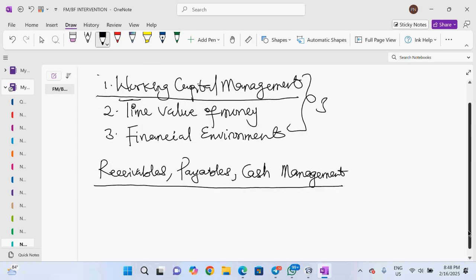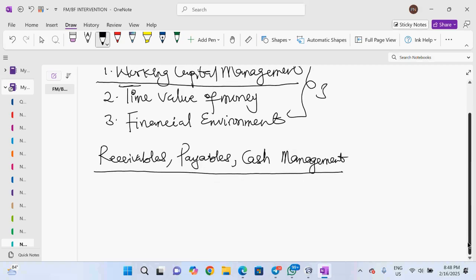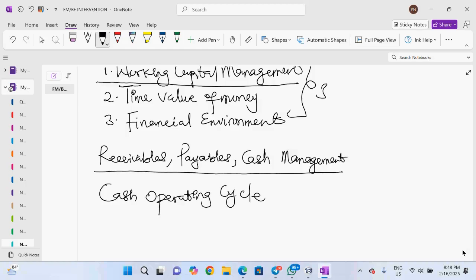All right. Before that, we would be looking at the length of working capital management. You can be asked to compute the length of the working capital management or the operating cycle. So we have the cash operating cycle. What is the formula for the cash operating cycle?